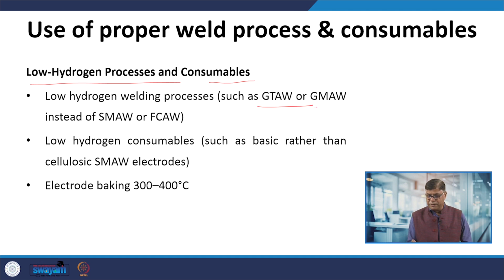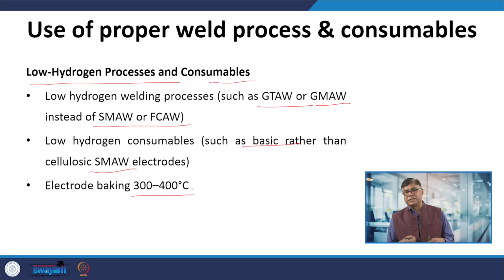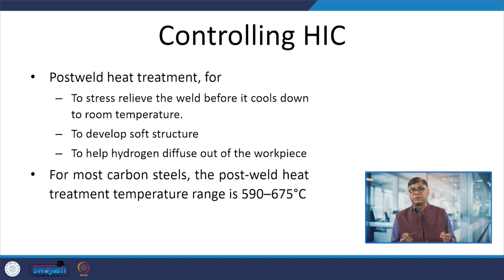Another way of controlling the HIC is to use the low hydrogen processes and consumables, which includes use of the GTAW or GMAW processes instead of flux based processes like shielded metal arc welding and the flux core arc welding. Use the low hydrogen consumables like basic electrodes rather than the cellulosic electrodes, and do the proper baking so that if there is any moisture, that is driven off in order to avoid the presence of hydrogen in weld metal, which subsequently will be diffusing into the HAZ and making it sensitive for cold cracking.